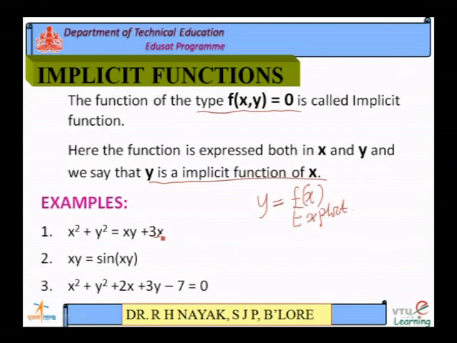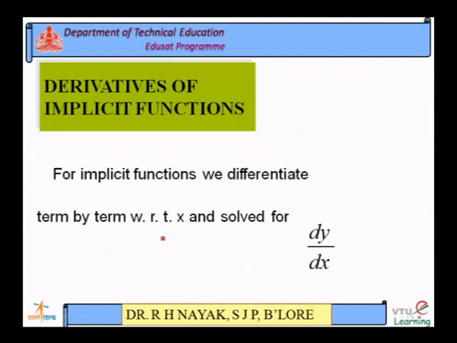Next, xy is equal to sine of xy, x square plus y square plus 2x plus 3y minus y is equal to 0. You remember, if both x and y are combinedly given, such functions are said to be implicit functions, and their differentiation is called differentiation of implicit functions. So, how to differentiate implicit functions? The implicit function is to be differentiated with respect to x and y, then it is to be solved for dy by dx. I will show later on how to get dy by dx.